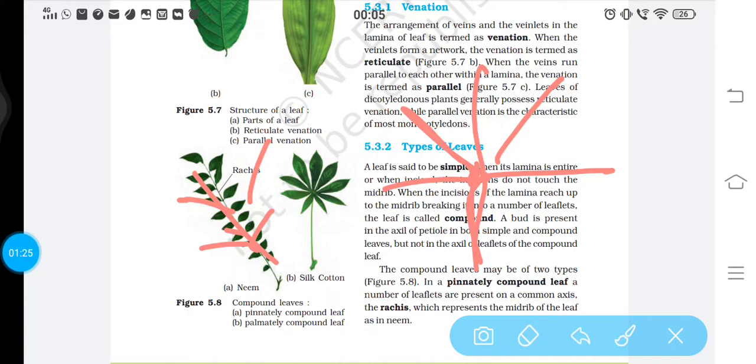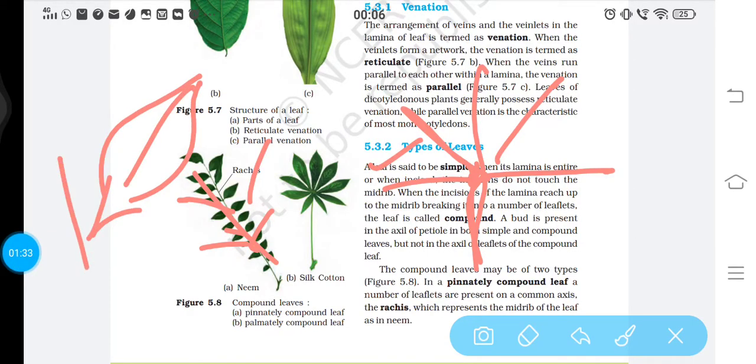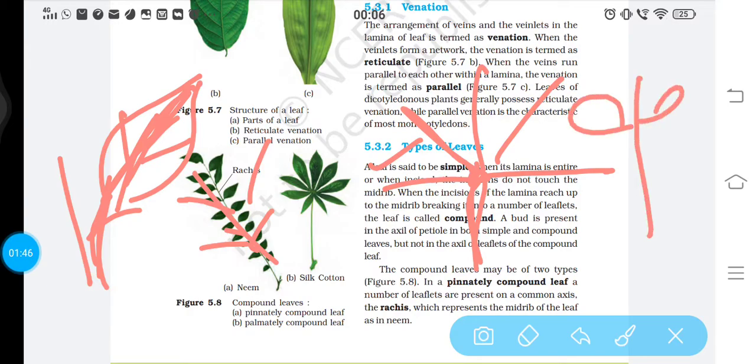While in case of a simple leaf, which we studied yesterday also, the main leaf is joined to the branch or the main stem. Here we can see the center midrib is there, and from that veins are arising. But in this, the rachis or midrib has the leaf plates on the sides.